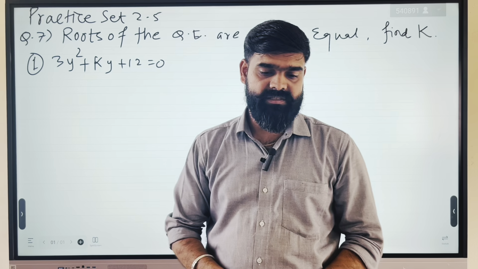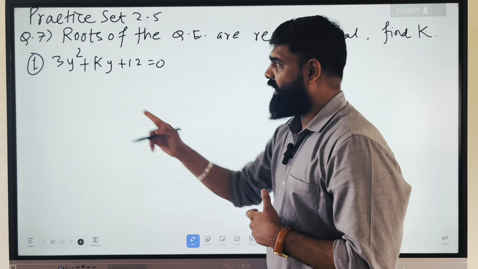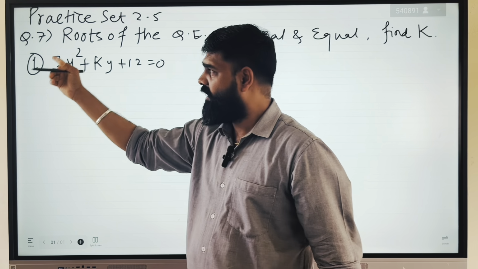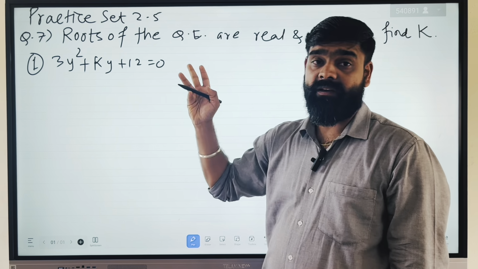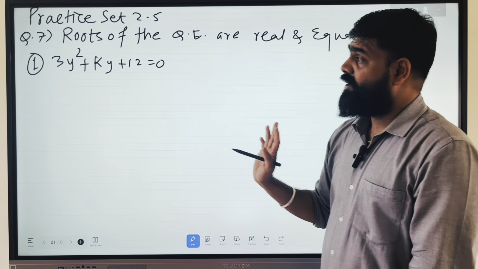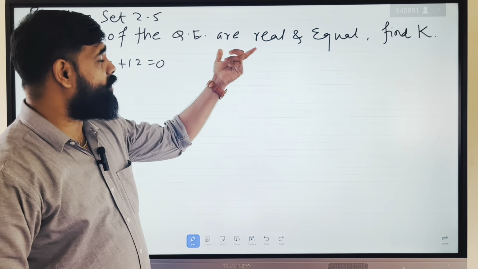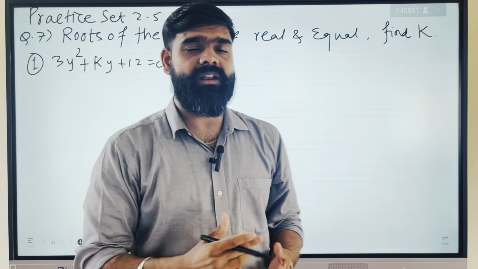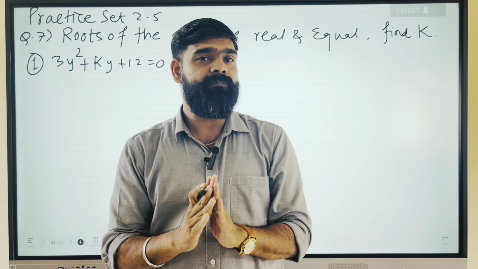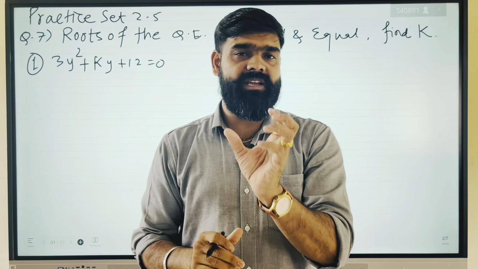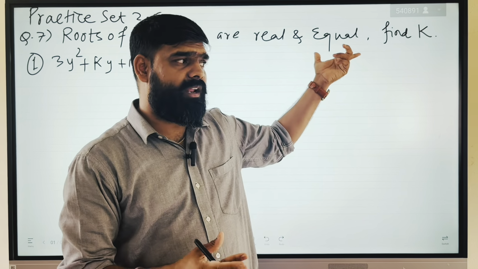Question number 7: the roots of the quadratic equations are real and equal, and we have to find the k in question number 1. Say 3y square plus ky plus 12 is equal to 0. This is the question, and we have to find the value of k. One important piece of information is provided here, that the roots are real and equal. So roots are real and equal means what? The value of the discriminant is given here indirectly. The value of the discriminant is 0 when the roots are real and equal.